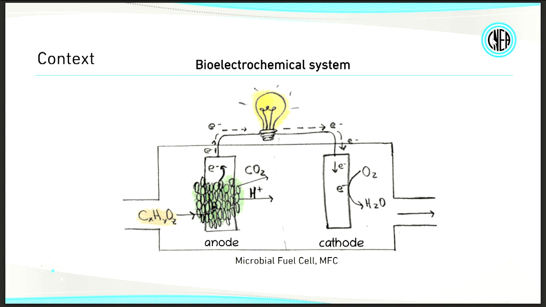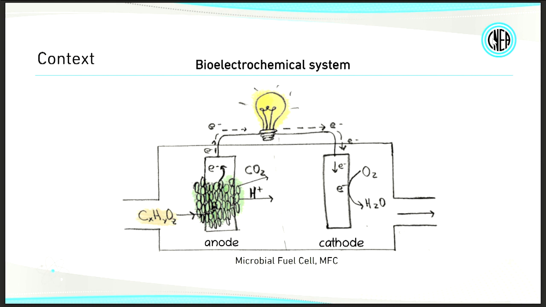The oxidation of these compounds is performed by the bacteria, and the bacteria take the electrons from the organic compounds and transfer them to the electrode. These electrons flow through the external circuit and are consumed in the cathode. In this example, they are consumed in the reduction of oxygen to water.